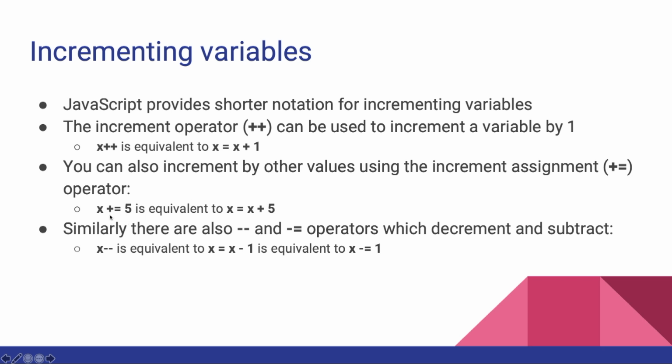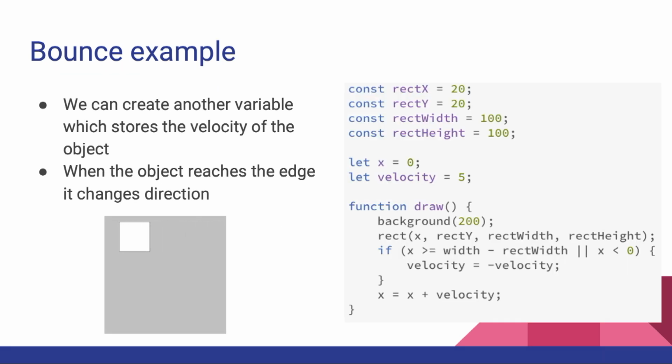There's also another shorthand notation which uses an assignment operator which has got a plus sign built into it. Plus equals is equivalent to the new value for x gets the old value of x plus 5. And so that means you can increment by whatever value you want. Similarly, there's also minus minus, which will subtract 1, and minus equals, which lets you subtract whatever you want.